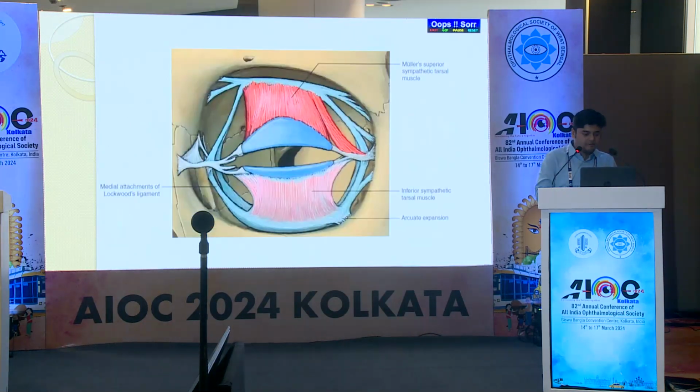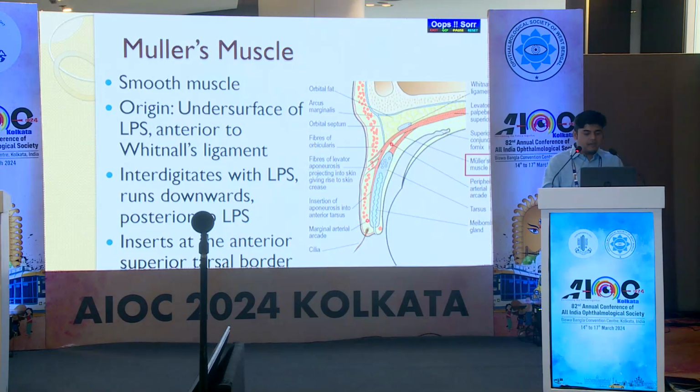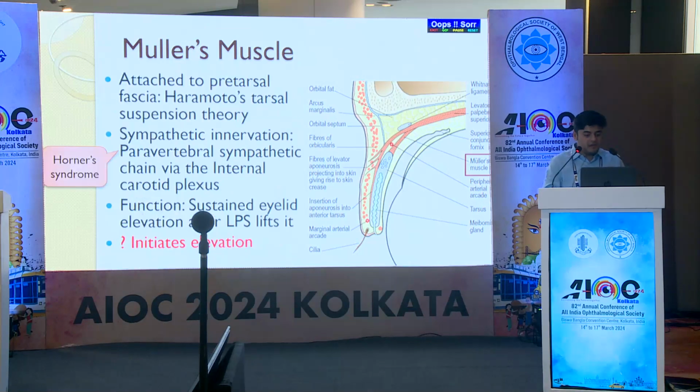the anterior surface. Now, when we remove the levator, we can find the Muller's muscle, which is present deep to it. It is a smooth muscle which originates from the undersurface of the levator anterior to the vitals. It interdigitates with the levator and runs downwards posterior to it and inserts at the anterior superior tarsal border. Some have hypothesized that this might be a continuation of the levator muscle itself.